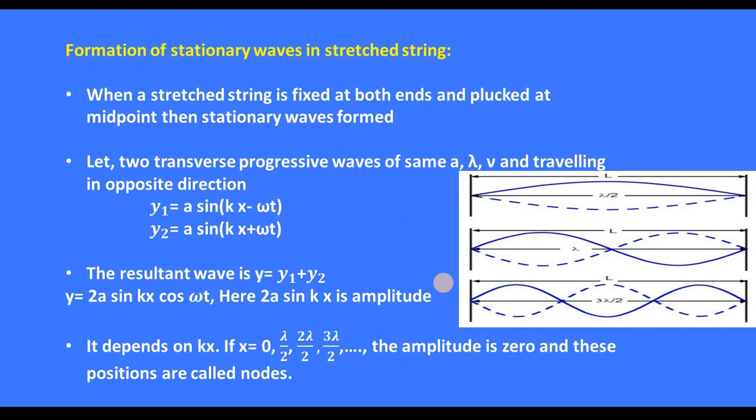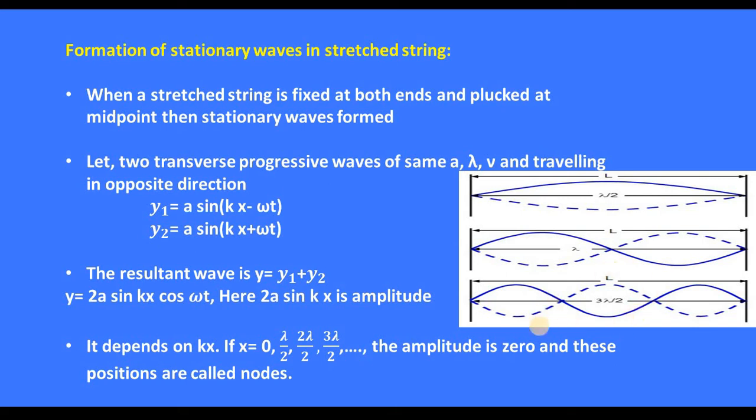If you observe the diagram, in the first situation we have only one wave. In the second diagram we have two waves, and in the third we have three waves. That means the number of waves is increasing. Here the curved line represents the incident wave, and the dotted wave represents the reflected wave. So this is the diagrammatic representation.